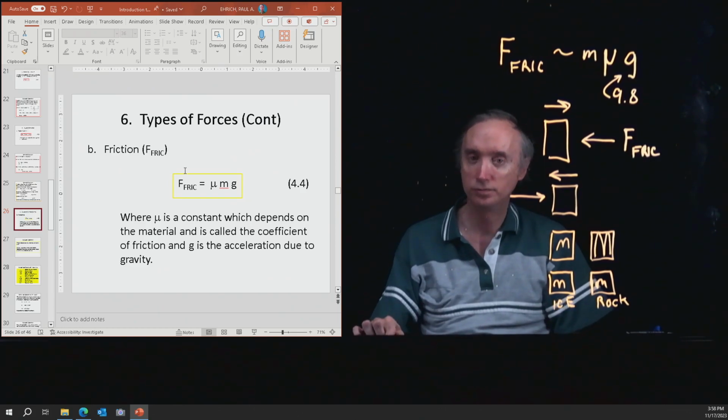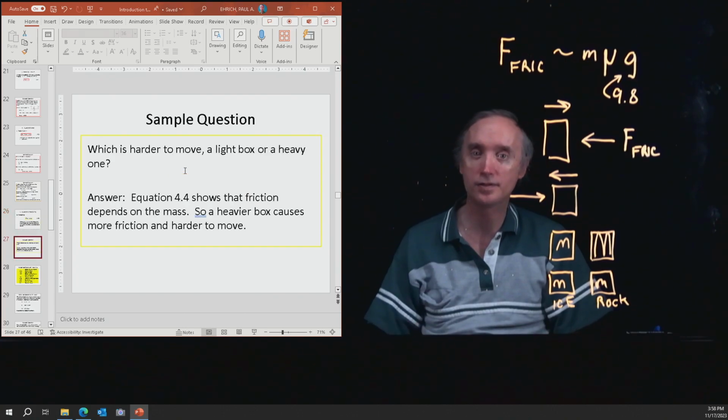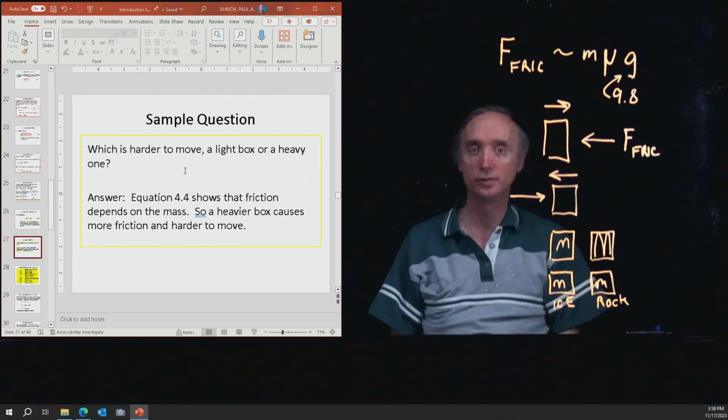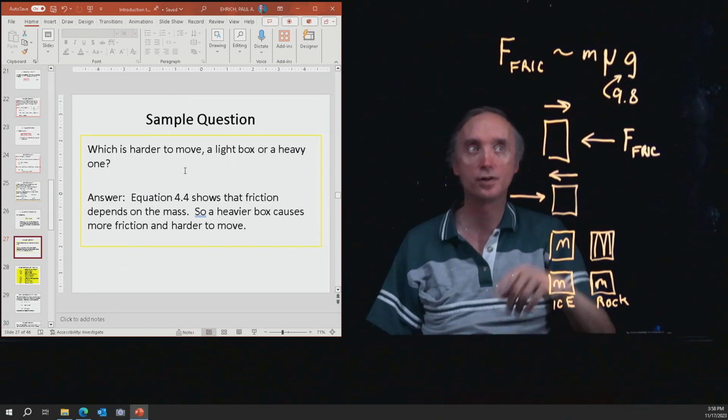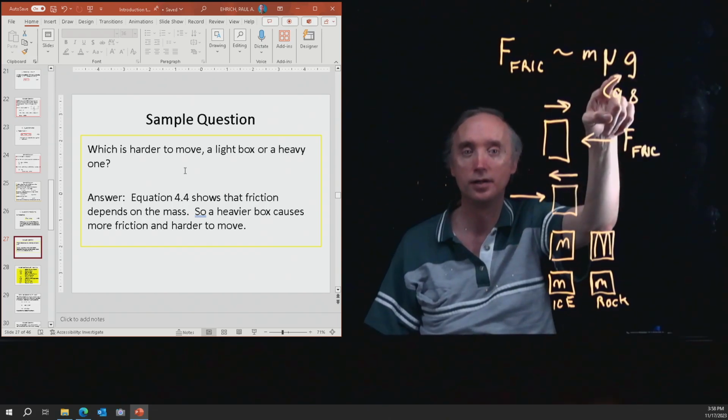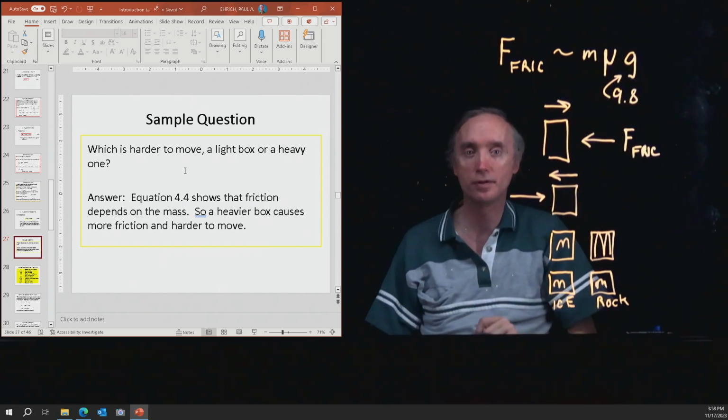All right, so here is, again, a conceptual question. Which is harder to move, a light box or a heavy one? And so here's our equation. It shows that friction depends on mass. So a heavier box causes more friction and is going to be harder to move.